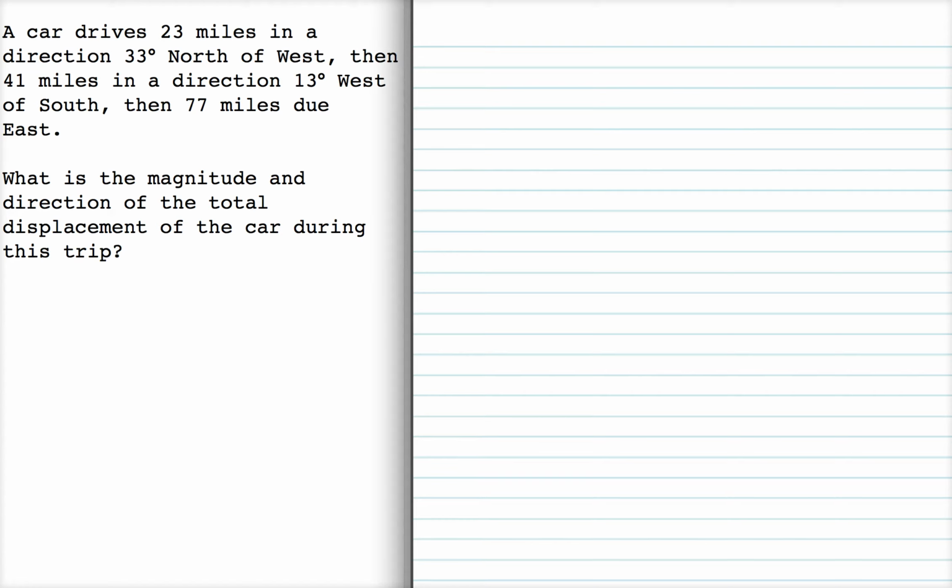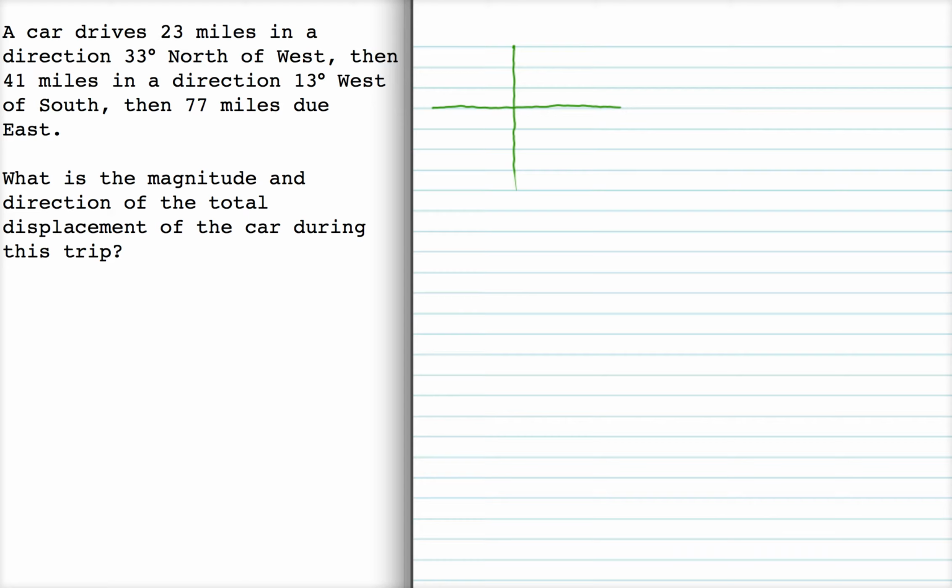Okay, so this is a two-dimensional vector addition problem. As always, you should attempt the problem before you watch the video so that you can check your work. With these vector addition problems, I like to make a simple diagram ahead of time, so that I have some idea of what my resultant is going to be.